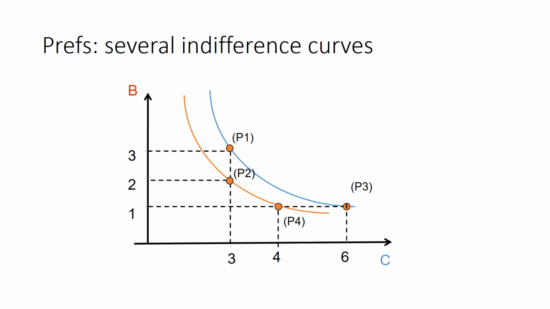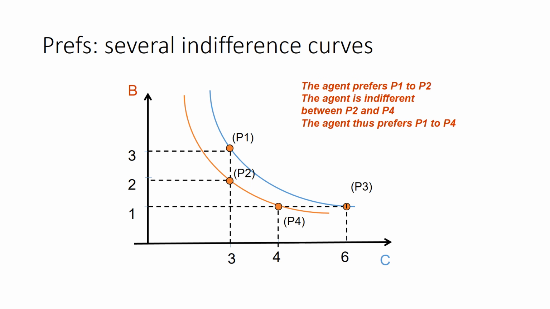We can also reason the same way here with baskets of goods P3 and P4. P3 provides more concert tickets for 1 book compared to P4. It's also 1 book. P4 provides 4 concert tickets. P3 is 6 concert tickets. So obviously the consumer will prefer being on the blue indifference curve compared to the orange indifference curve. So the blue indifference curve provides a higher level of utility to the consumer.